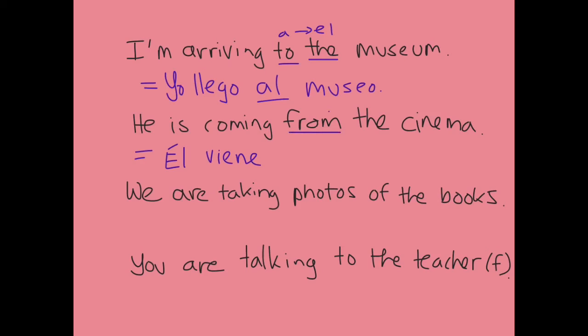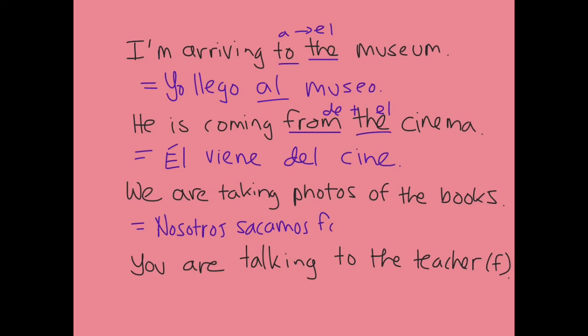He is coming from the cinema. Él viene. Now we know from is de, and cine is cinema, and it's el. So we'll have del cine, so another contraction. Because de and el are side by side, they have to combine into del. In English we have the option. In Spanish you have to use the contracted form.